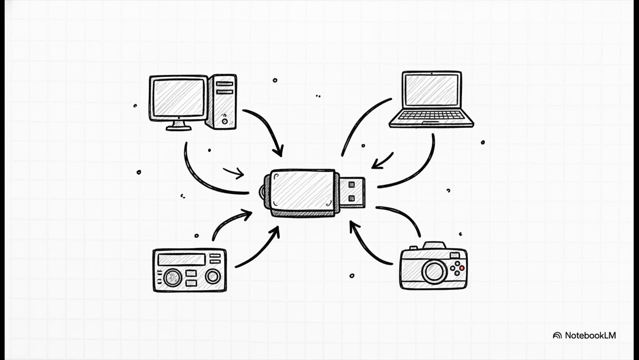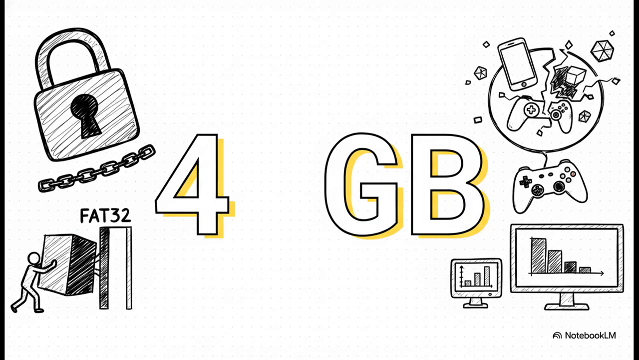Why? Because it works on virtually everything: Windows, Mac, Linux, gaming consoles, digital cameras, even your car's audio system. If it has a USB port, it can read FAT32. But here is where we hit that massive roadblock. So, the crucial point is 4 gigabytes. FAT32 has a hard, unyielding maximum file size limit of exactly 4 gigabytes.